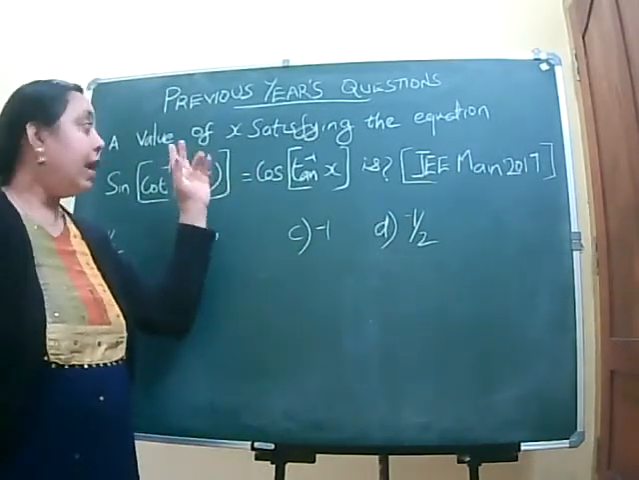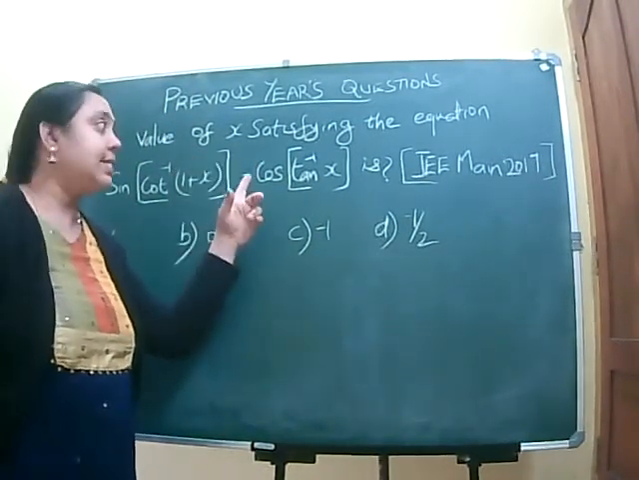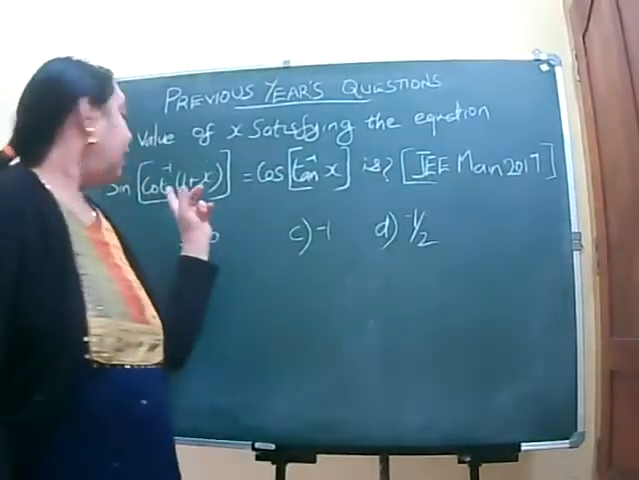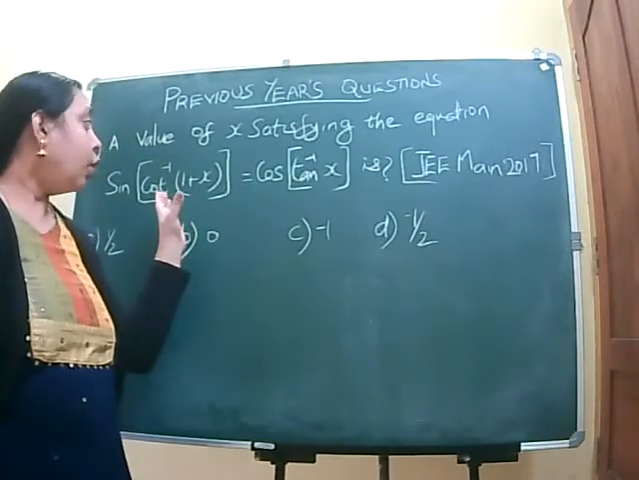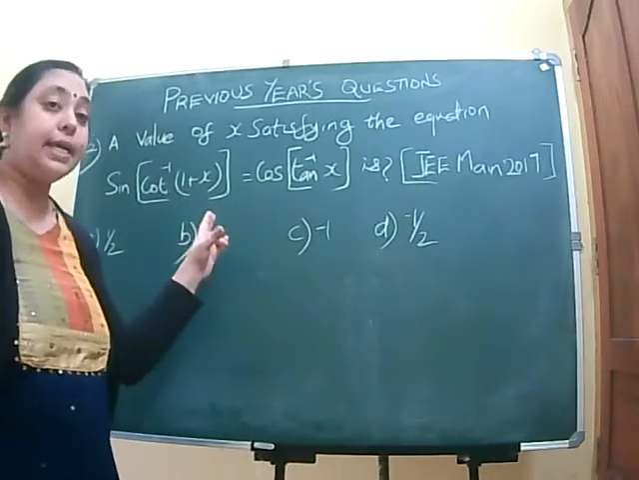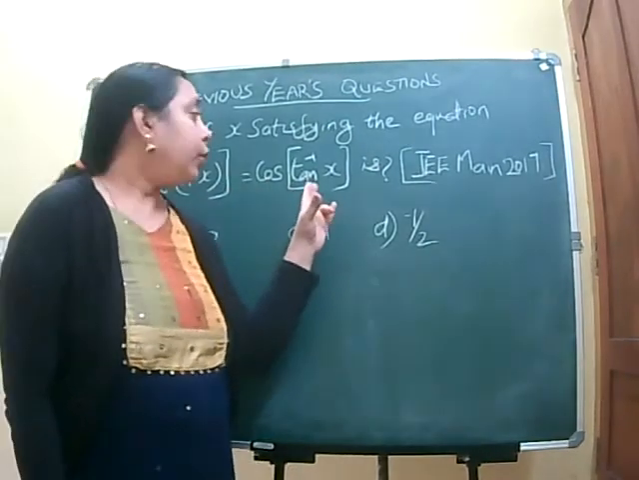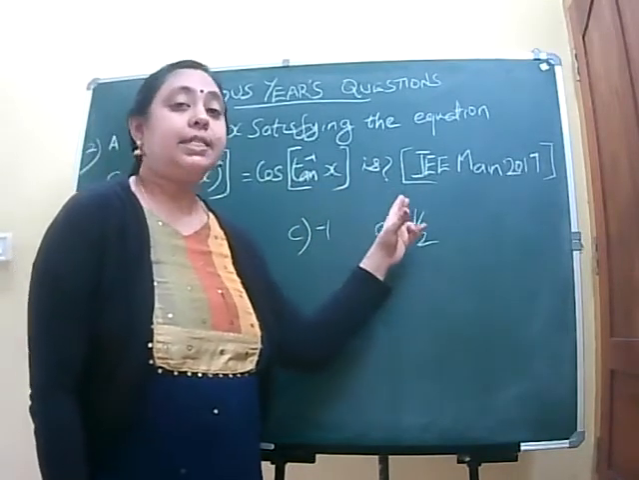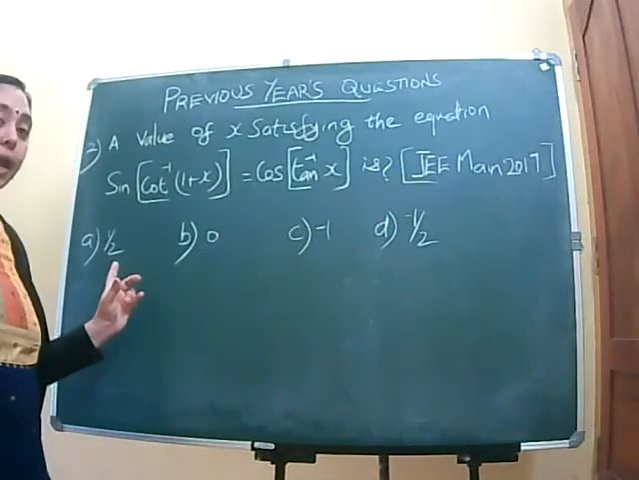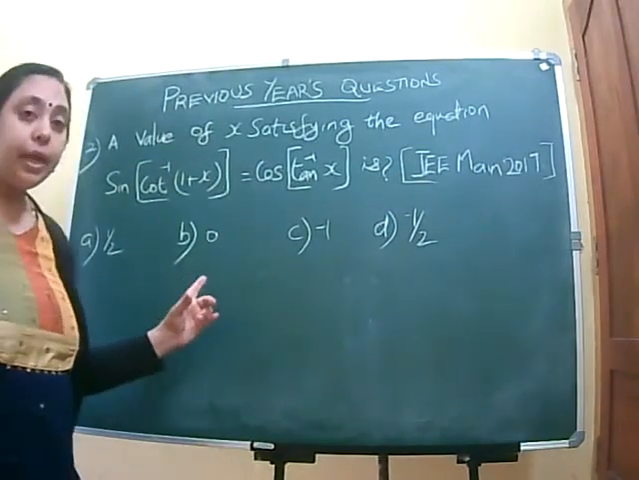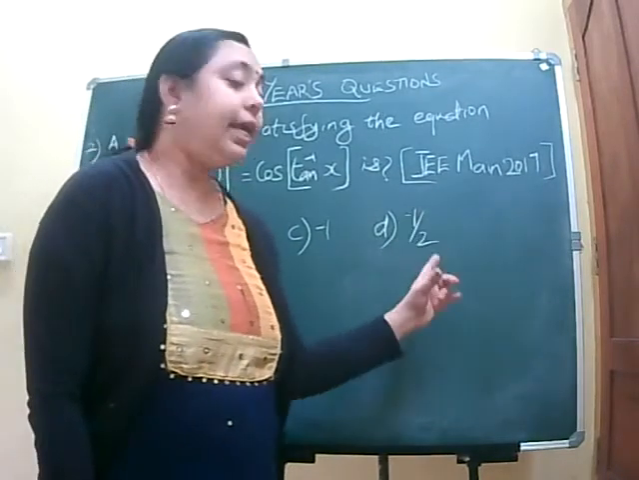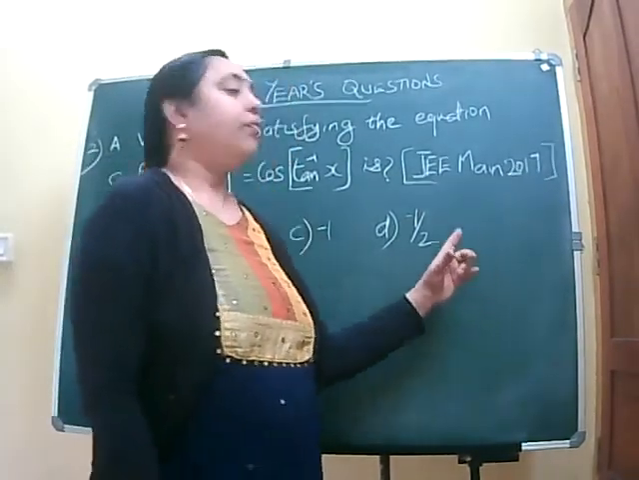Question: a value of x satisfying the equation sin of cot inverse 1 plus x is equal to cos of tan inverse x. Options: A half, B 0, C minus 1 and D minus half.